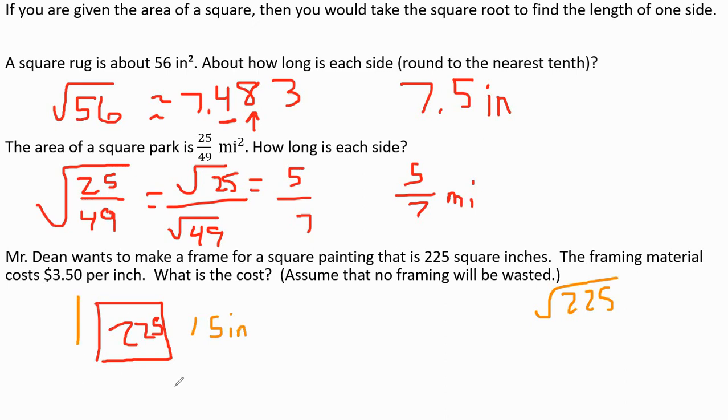And we want to find the perimeter all the way around it. The distance all the way around it would be 15 plus 15 plus 15 plus 15, which is 60. Each one of these is 15. So the total distance around it, or total framing needed, is 60. And we're going to do 60 then times the cost, which is $3.50 per inch. So 60 times 3.50 is $210. And that would be the total cost to make this frame.